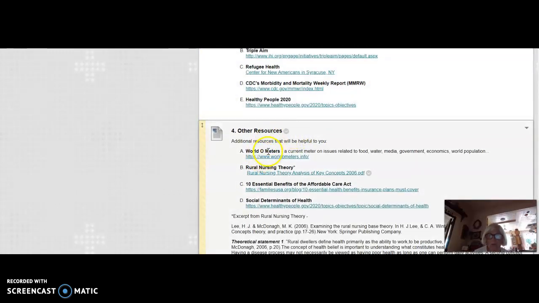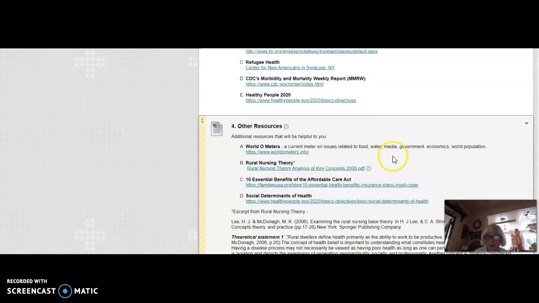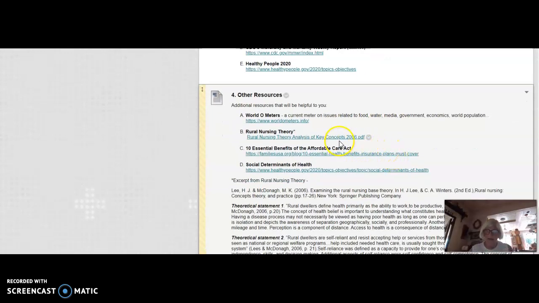And then we have the Worldometer, see how fast our population increases all the time. Rural nursing theory, a lot of the colleagues, professors have gotten their doctorate degrees from rural areas, and they have an interesting take on healthcare.